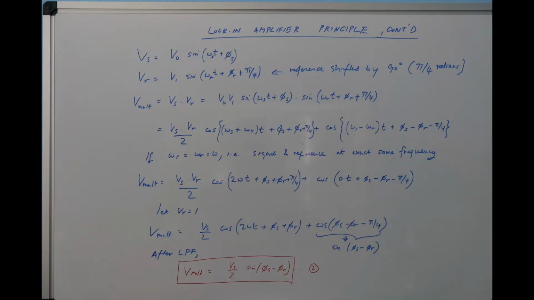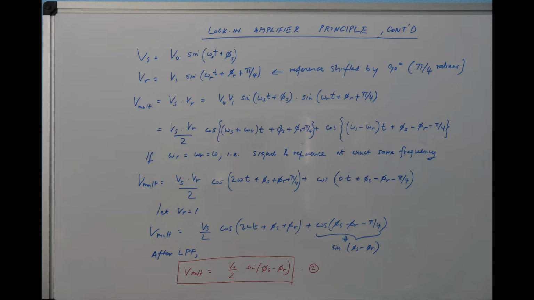So this is the second path. The Vs signal is split into two. The bottom path goes into another multiplier, and the second multiplier gets a different reference, which is the 90-degree phase shifted version of the same clock. So we're going to add a pi over 4, as you can see there. So Vr is equal to V1 times sine of omega r t plus phi r plus pi over 4.